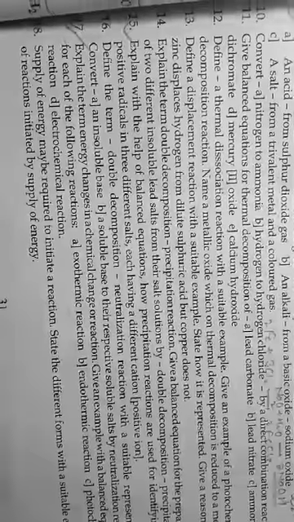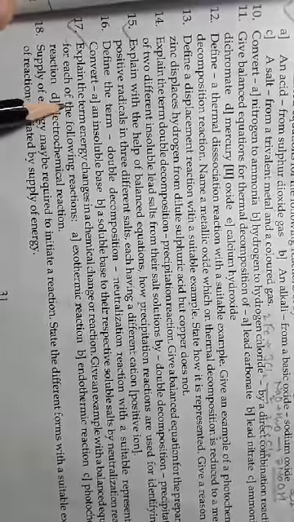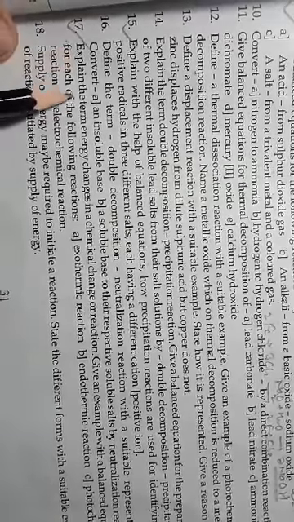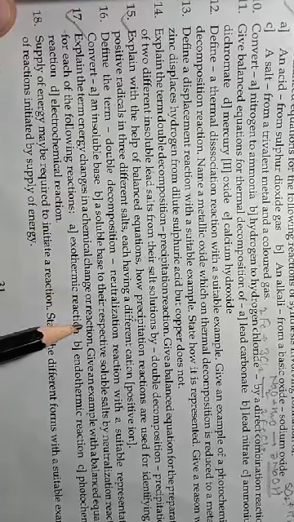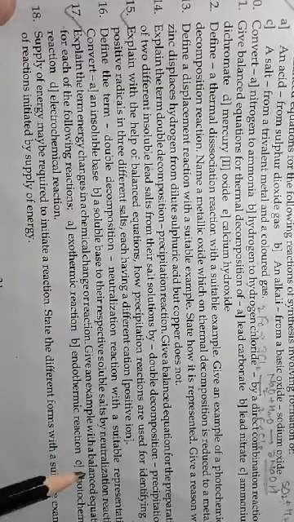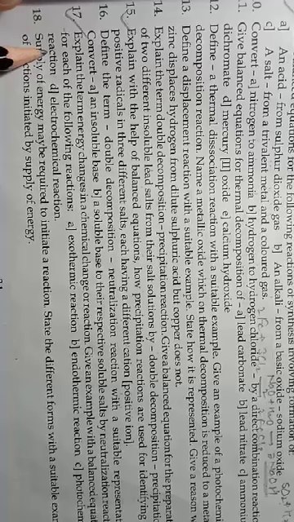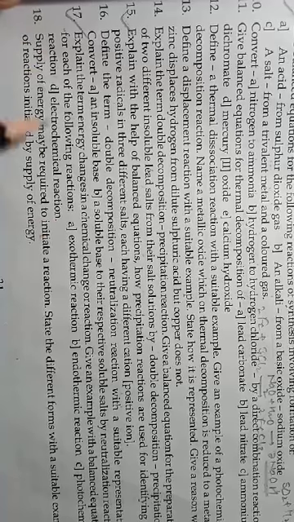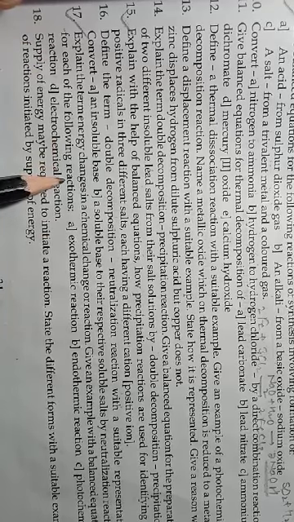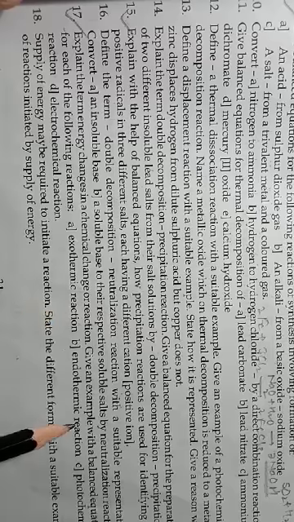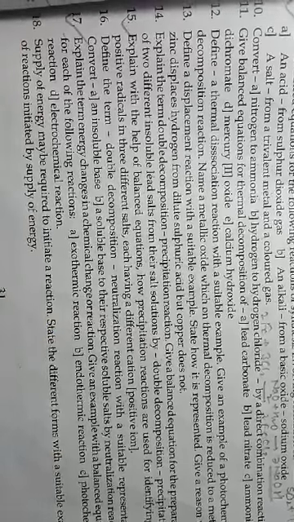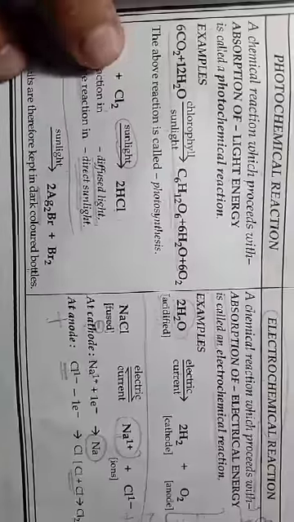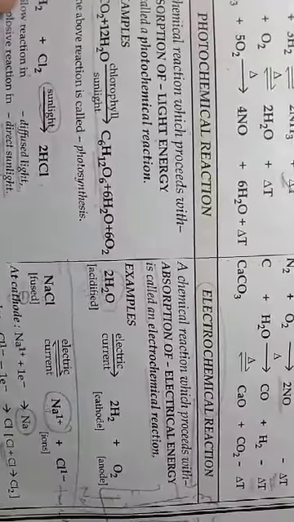Next question is question number 17: explain the term energy changes in a chemical change or reaction. Give an example with balanced equations for each of the following reactions: exothermic reaction, endothermic reaction, photochemical reaction, and electrochemical reaction. So you have to define what are these reactions and you have to give one example.